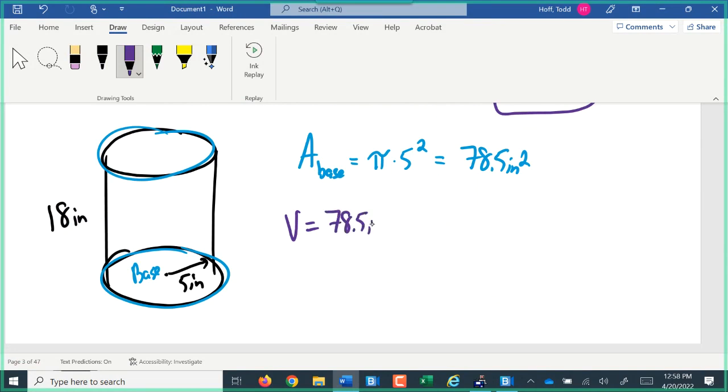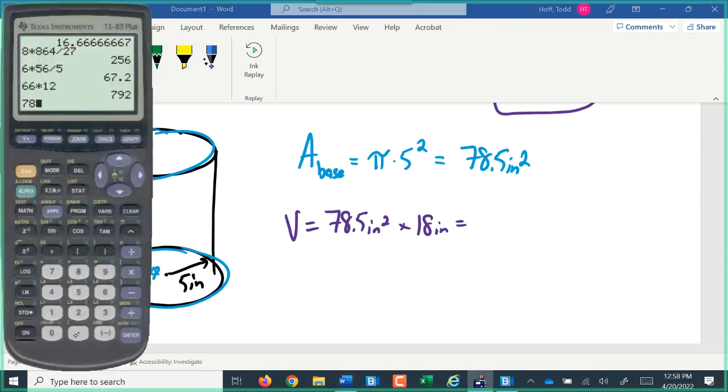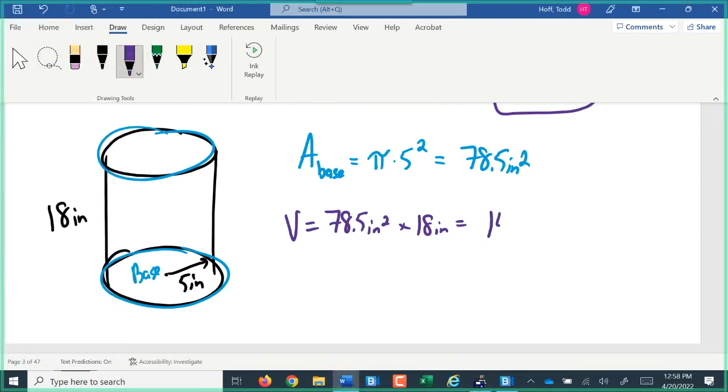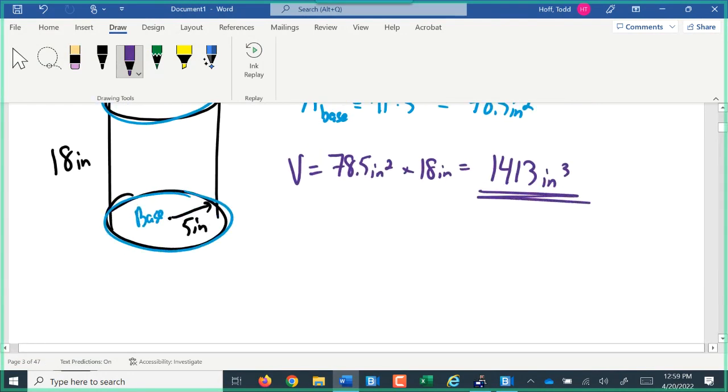Area of my base times what? 18. Good. So my area of base, 78.5, times my height of 18 is 1,413 cubic inches. Any questions?